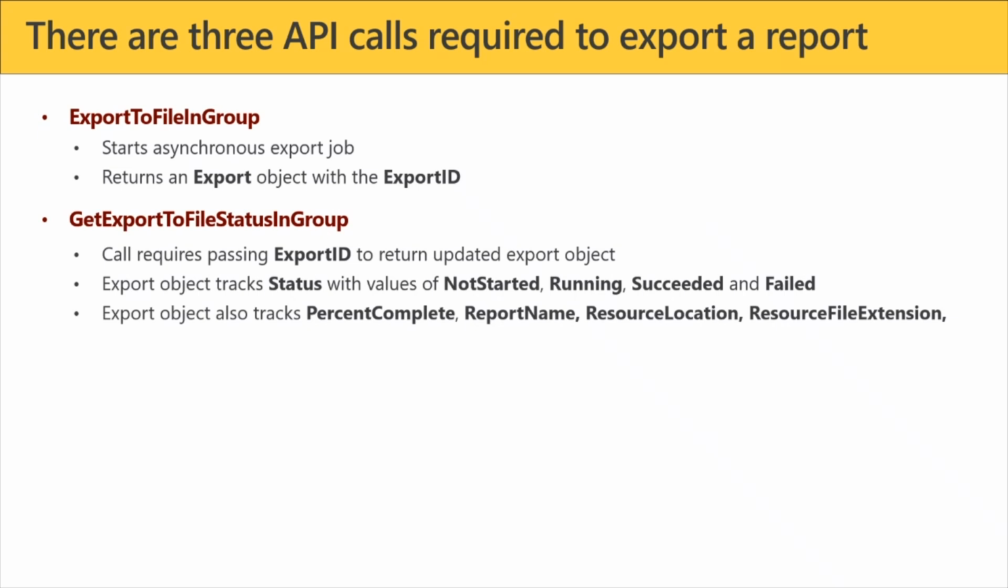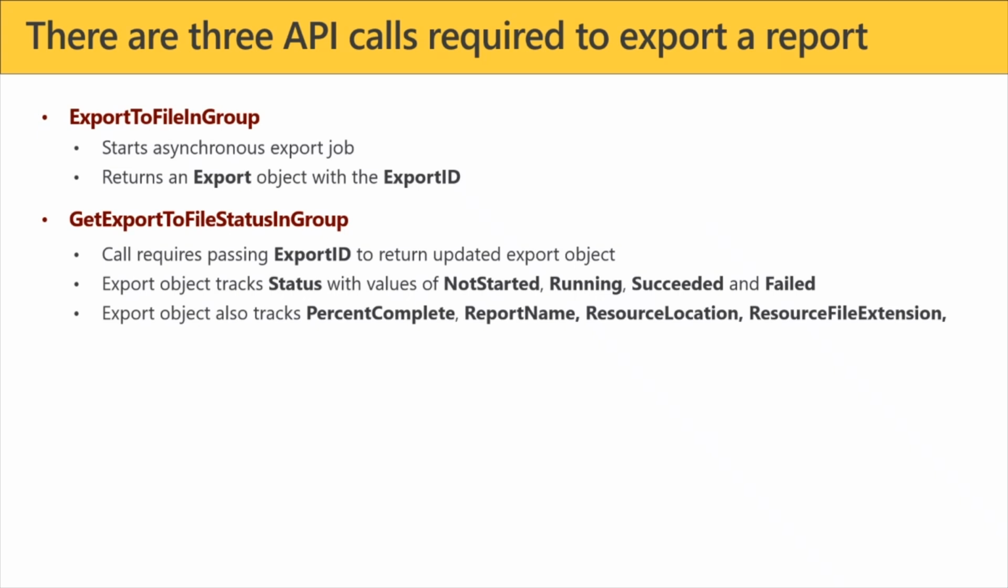So now you can call Get Export To File Status In Group. You've got to love these API names. When you call that, you pass the export ID to get an update on the status of the current export job. Now, the status property is going to have not started or running, and both of those mean it's not done yet. Then what we generally want to see is the succeeded status. There's also a failed status.